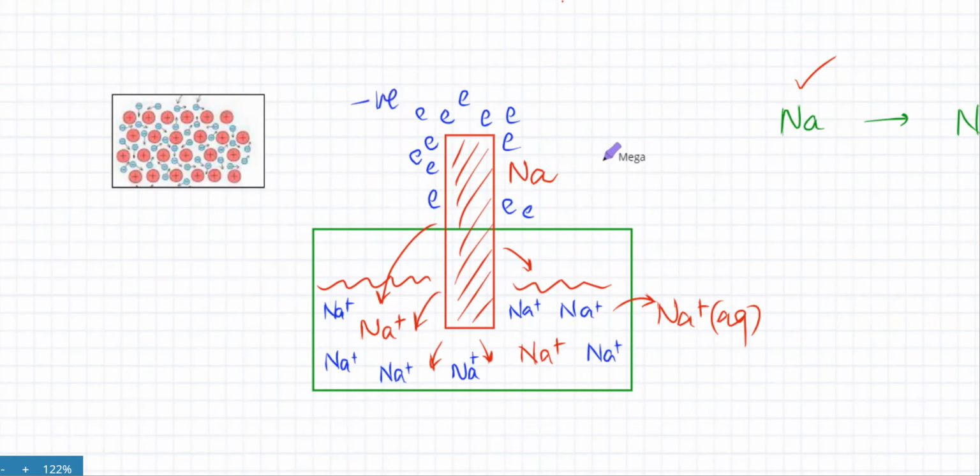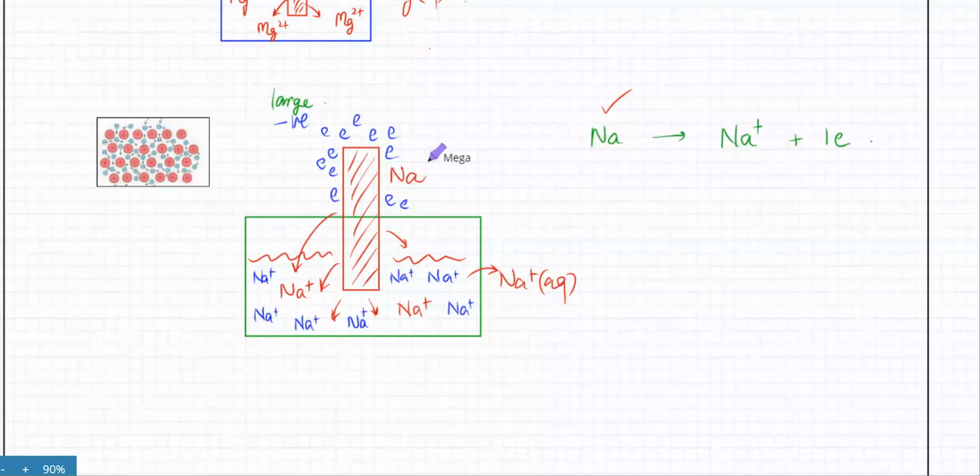The negative charge would become larger and larger, and eventually it's going to become so large that the reverse reaction would kick in. Instead of sodium losing electrons, this very large negative charge building up on the metallic rod over here, there would be more and more electrons.